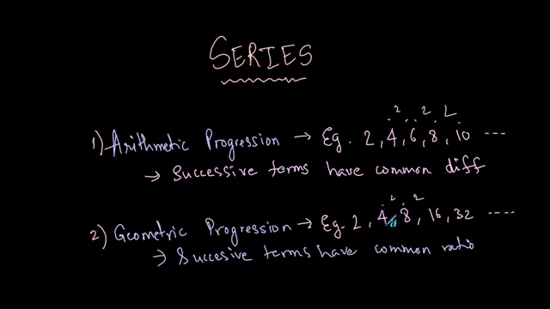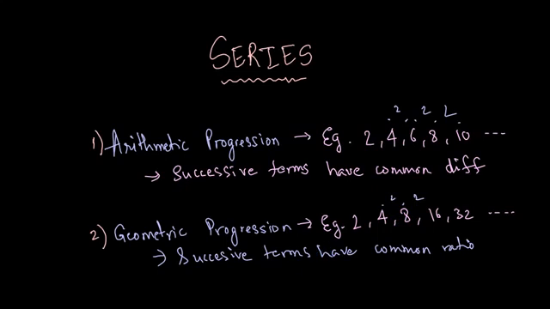For example, in this sequence, the common ratio is 2. Each term is multiplied by 2 in order to get the next term. So here 2 is multiplied by 2 to get 4, which is again multiplied by 2 to get 8, and so on. So the ratio is the same. Take any two consecutive or successive numbers.